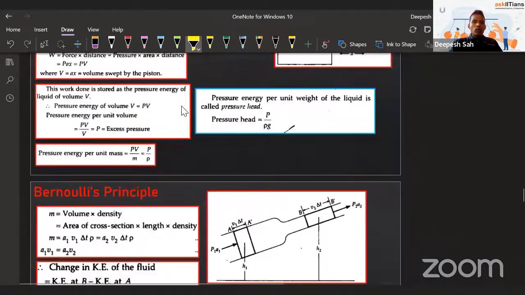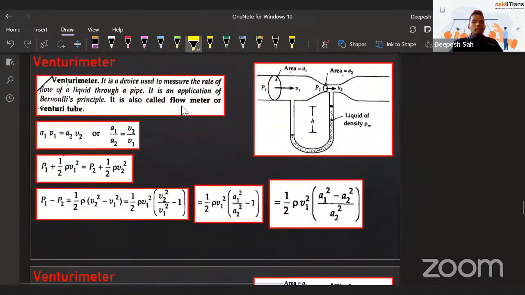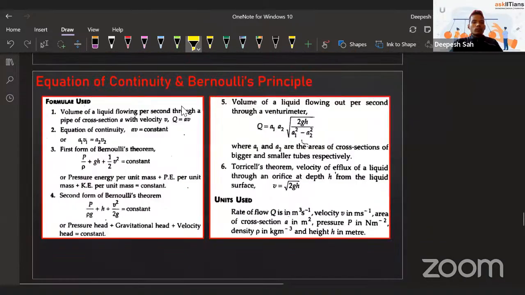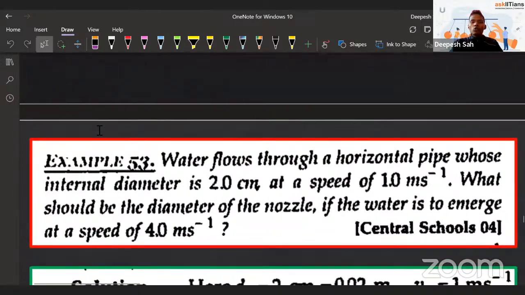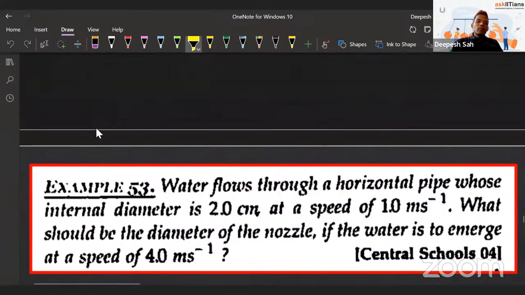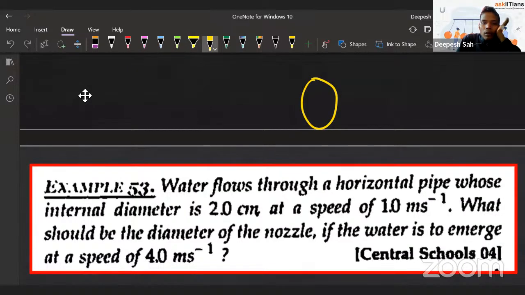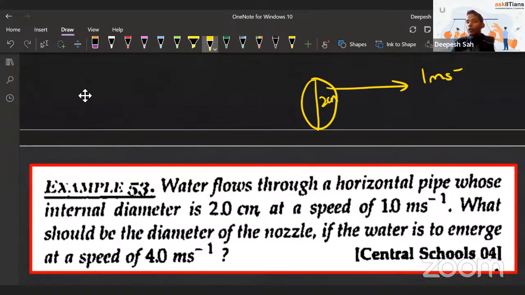For example, I will show you one problem. The question says: water flows through a horizontal pipe with an internal diameter of 2 centimeter at a speed of 1 meter per second. So there is a pipe with a diameter of 2 centimeter and the velocity of the water is 1 meter per second. What should be the diameter of the nozzle if the water is to emerge at 4 meters per second?